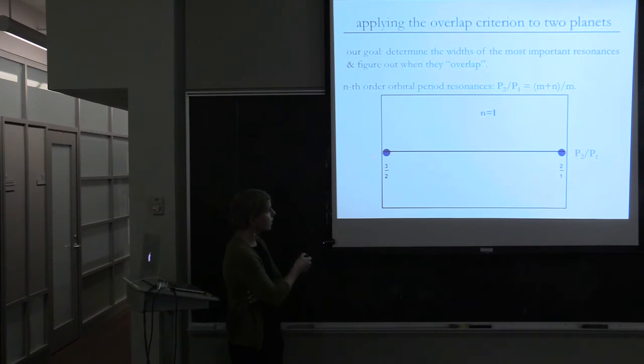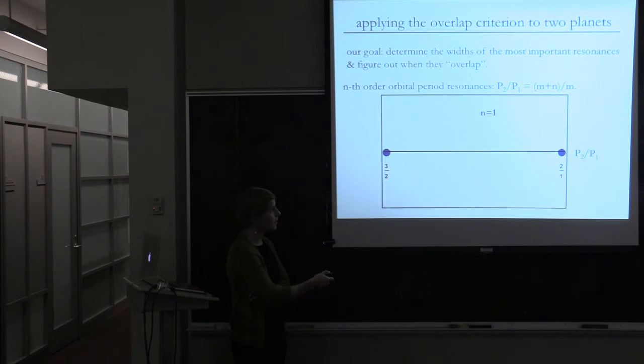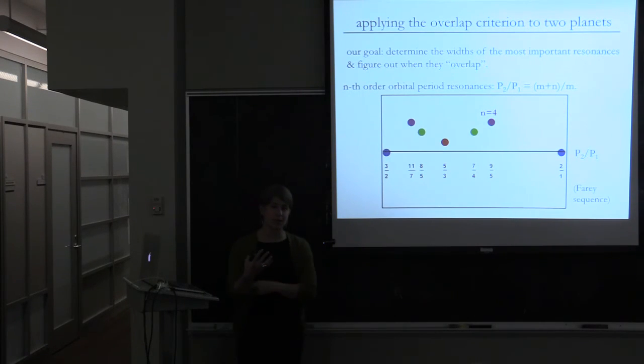So here we're talking about mean motion resonances where the period ratio takes this form, where m and n are integers. This line here just represents the possible period ratios of the 2 planets. A first-order resonance, when n equals 1, corresponds to something like the 3:2 or the 2:1 period ratio. When n equals 2, you have second-order resonances, something like a 5:3 period ratio. There are also third-order resonances and fourth-order resonances, and so on. So in principle, there's a countably infinite number of resonances that we would need to take into account.